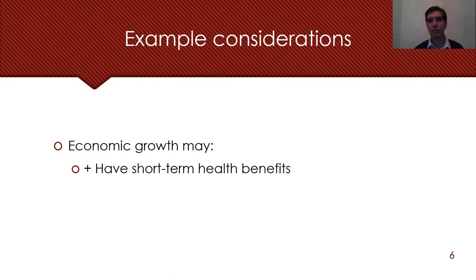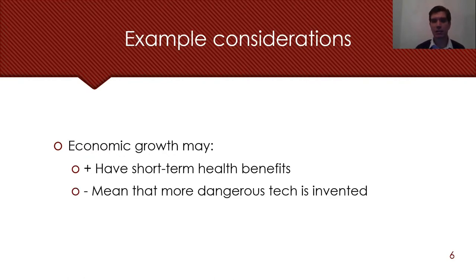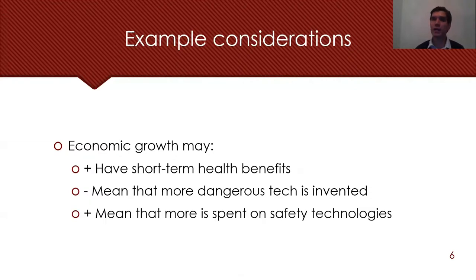Well, one kind of obvious consideration is that it can have short-term benefits, for instance, short-term health benefits. If we have more money, then we can spend more money on healthcare, and that confers health benefits. But then perhaps a bit less obviously, it might mean that more dangerous technology is invented. So if we have more money and technological progress goes faster, then more dangerous AI systems can be developed, and that can pose a risk of an existential catastrophe. But also it might mean that we have more money to spend on mitigating the risks of such existential disaster. So that's yet another perhaps not so obvious consequence of economic growth.